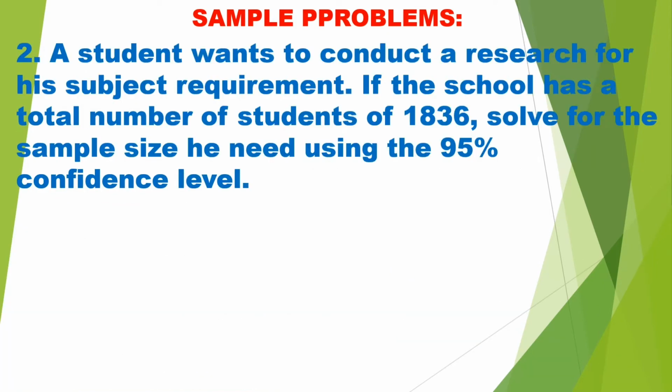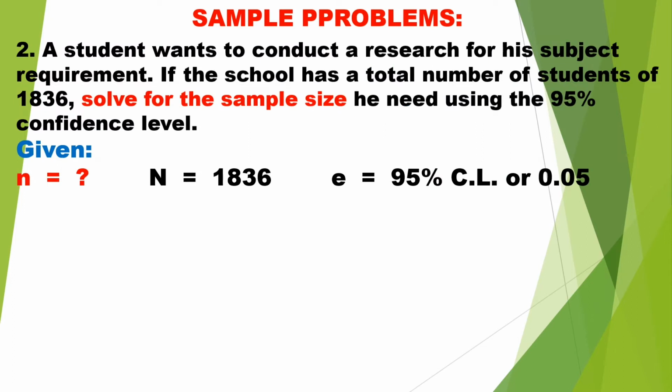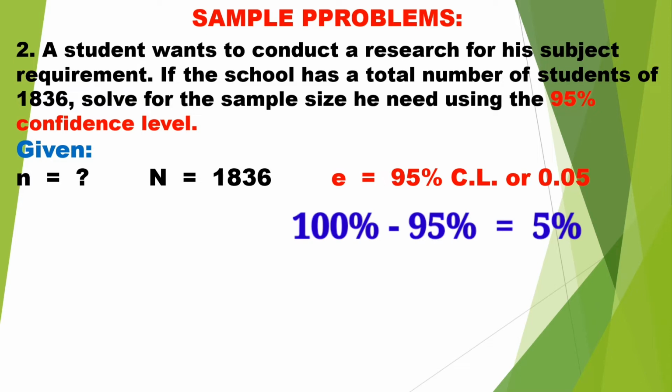Problem number 2. A student wants to conduct a research for his subject requirement. If the school has a total number of students of 1,836, solve for the sample size he needs using the 95% confidence level. For our given, again, lowercase n or the sample size is unknown, the uppercase N or the population is 1,836, and our margin of error is represented by the 95% confidence level. 100 minus 95 equals 5%, so therefore 5% equals 0.05.